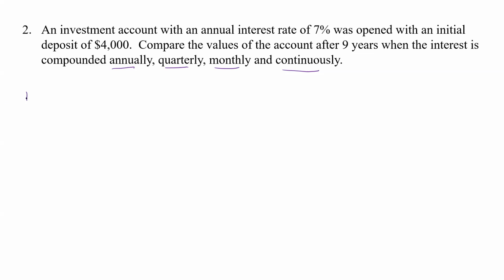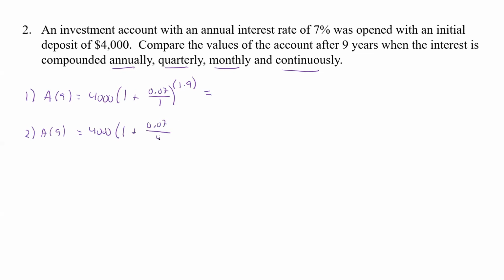So all we're going to do different in those is depending on what the n is. So for the first one, we're going to have our A of t, and t in this case is 9, so we're just going to plug it in automatically. A of 9 is equal to our principal, 4,000, times 1 plus r, which was 0.07. Again, we always have to convert to decimal, over n. So first one we're going to do is annually, so n is 1. And so then it's going to be raised to the power n times t, and so we'll get a value out.